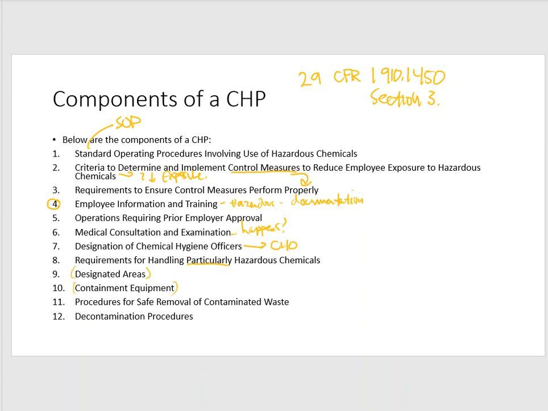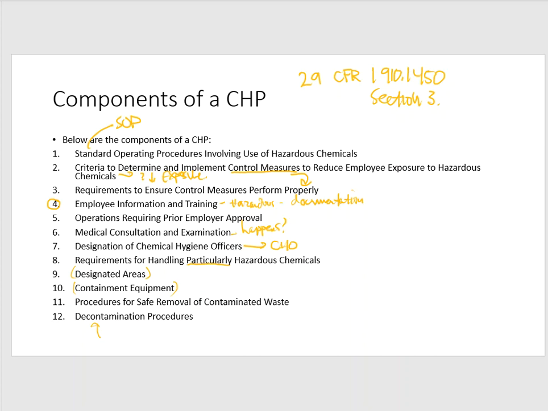And number 12 is decontamination procedures. If something happens in the laboratory and a hazardous spill goes on, how do you decontaminate those areas? Who does it for you? Is there certain things on site that you have to basically be aware of? And are those chemicals, if they get spilled, are they being handled the proper way? And how are you ensuring that the area is decontaminated before you allow people to go back in and continue to work? So these are the 12 components of a chemical hygiene plan, right?